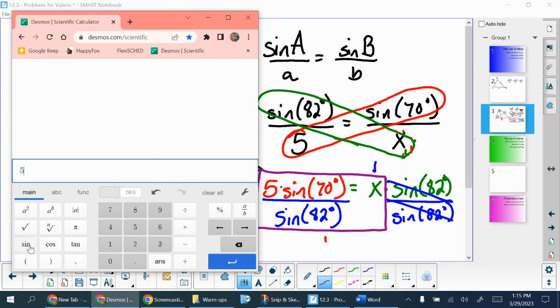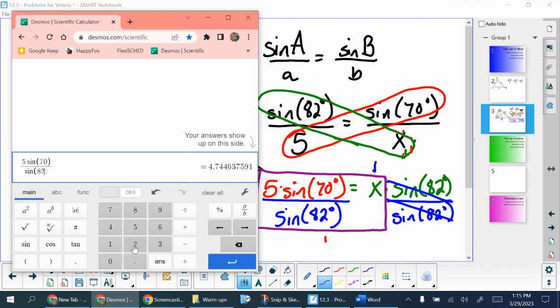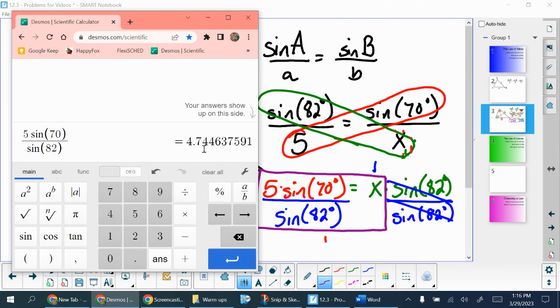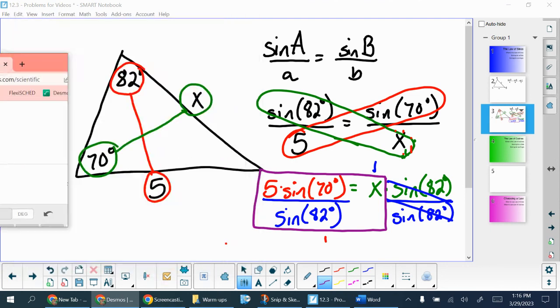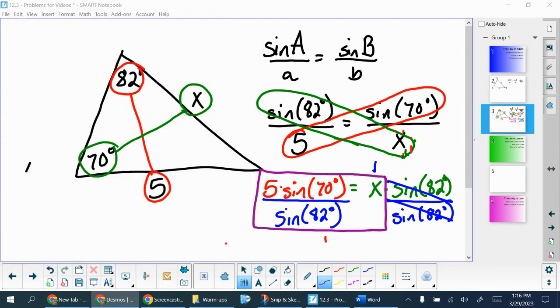So we are going to do 5 times the sine of 70 degrees. I'll go ahead and close my parenthesis. Divided by the sine of 82 degrees. Close my parenthesis. And there you can see my answer is 4.7. I'll go ahead and make that a little bit bigger. 4.7. So that is the length of our side, 4.7 for x.